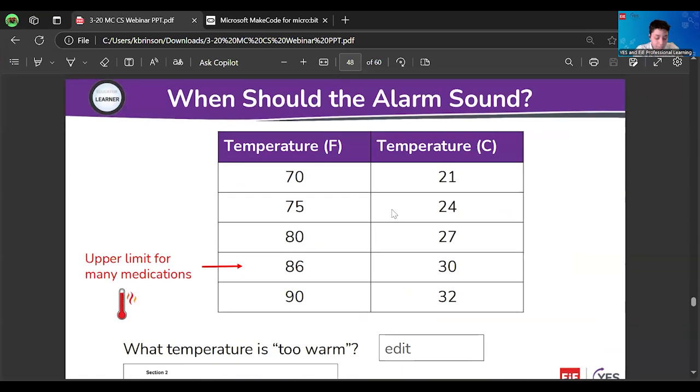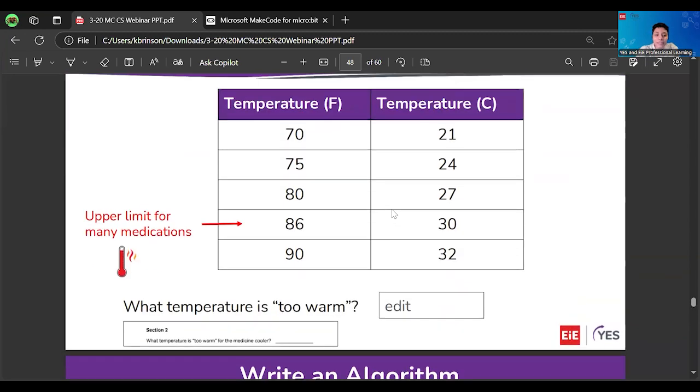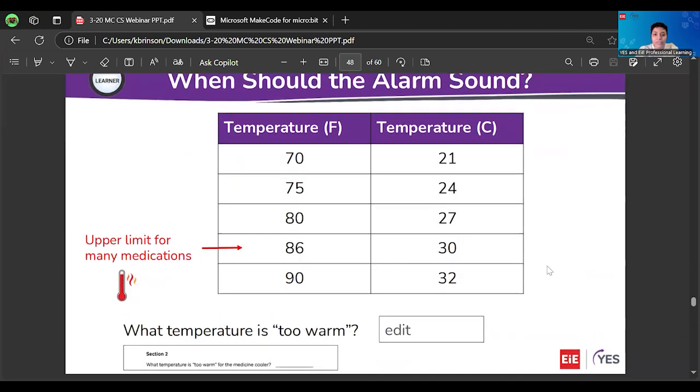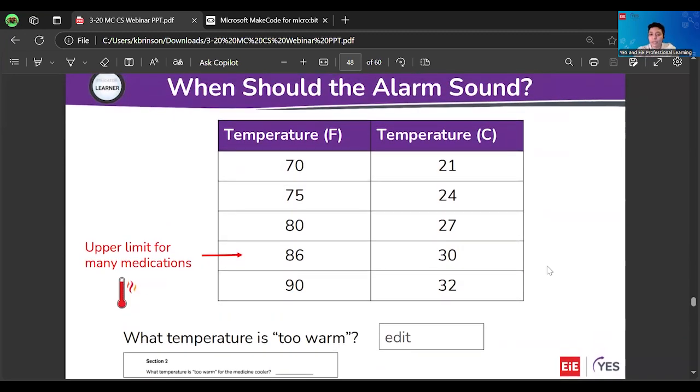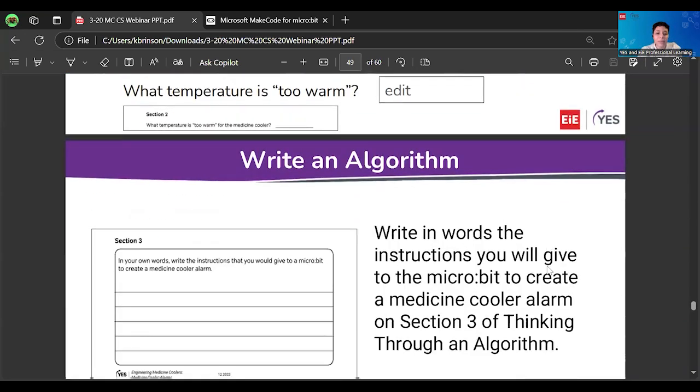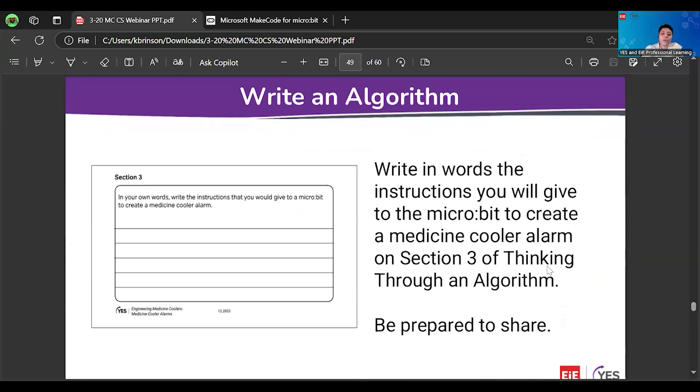And of course, the other thing students start to ask is, what temperature do medicines go bad at? Which is approximately 30 degrees Celsius. So whatever their alarm is, they might want to think about using that in their algorithm to support the best possible alarm to prevent their medicine from going bad. So at this point, they are able to write a draft of their algorithm. What do you need to tell your microbit to do in order to sound an alarm that could alert people when their medicine is going to go bad?